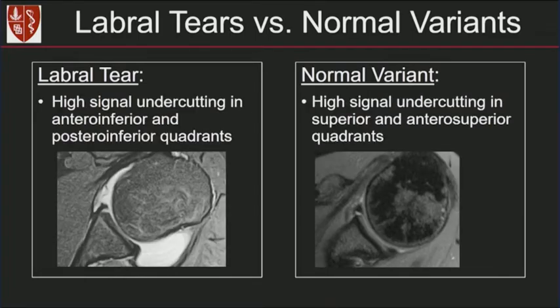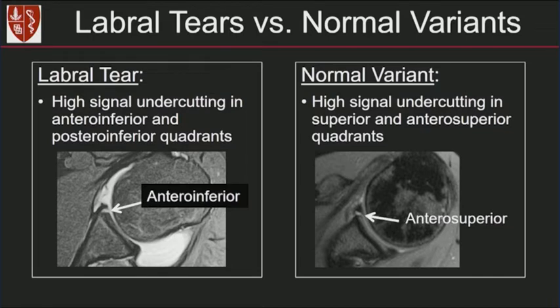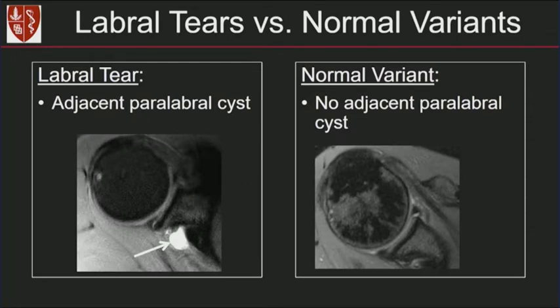In a labral tear, you see high signal undercutting in the antero-inferior and postero-inferior quadrants. As you see here, there's a separation of the antero-inferior labrum from the glenoid in the antero-inferior quadrant. This is your tear. Remember, your normal variants occur most commonly in the superior and antero-superior location. So here's your sublabral foramen. This is in the antero-superior quadrant. With a labral tear, you may see an adjacent perilabral cyst. When you see a cyst, look really hard because there's likely a labral tear. In a normal variant, you should not see any perilabral cyst, as in this case of the sublabral foramen.